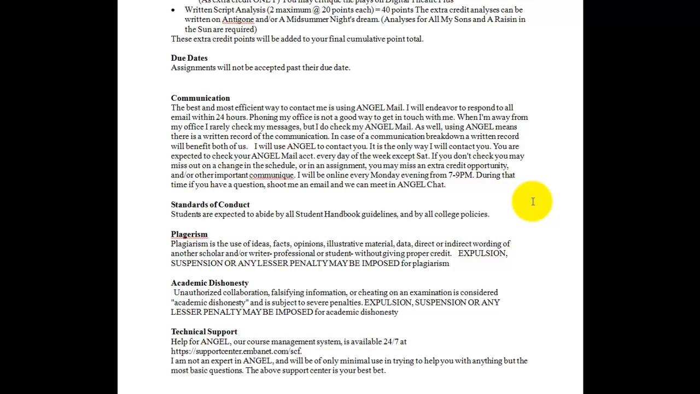Standards of conduct. You are expected to abide by all the guidelines in the student handbook and all college policies.